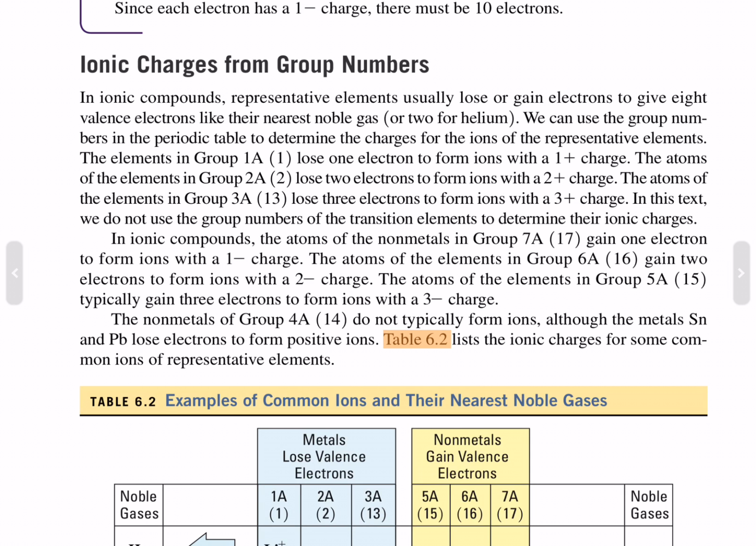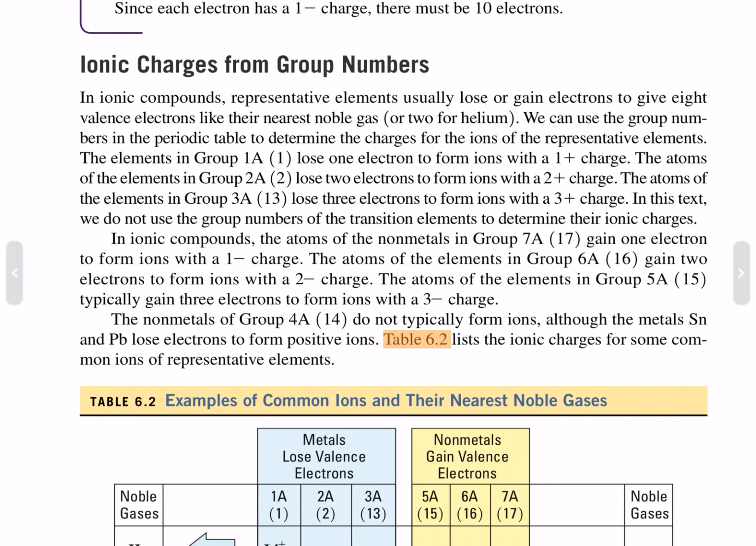Ionic charges from group numbers. In ionic compounds, representative elements usually lose or gain electrons to give 8 valence electrons, like their nearest noble gas, or 2 for helium. We can use the group numbers in the periodic table to determine the charges for the ions of the representative elements.